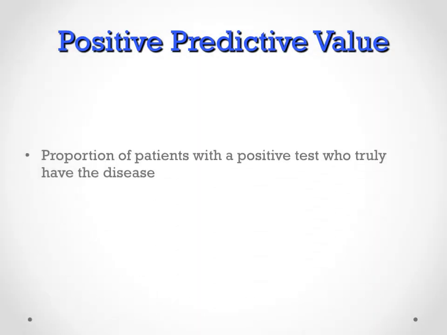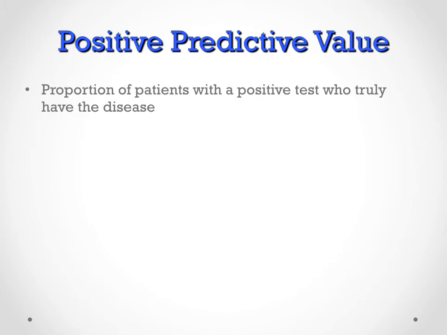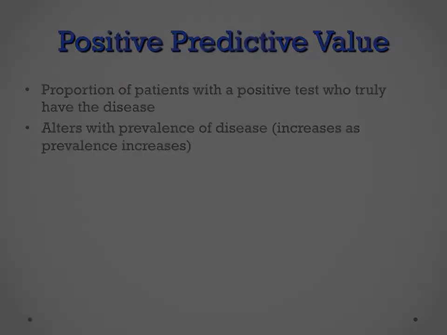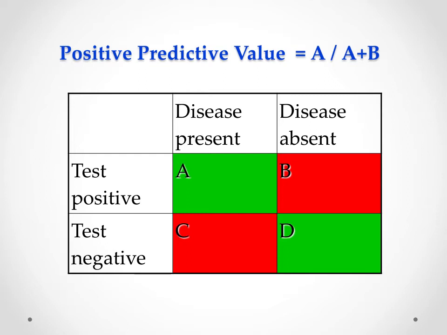Positive predictive value is essentially the proportion of patients with a positive test who truly have the disease. The big issue with it is that it alters with the prevalence of disease, and the positive predictive value increases as the prevalence increases. In this 2x2 table, you can see that the positive predictive value can be worked out by dividing all those who have the disease and a positive test, the true positives, by all those who have a positive test. So that's true positives and false positives.